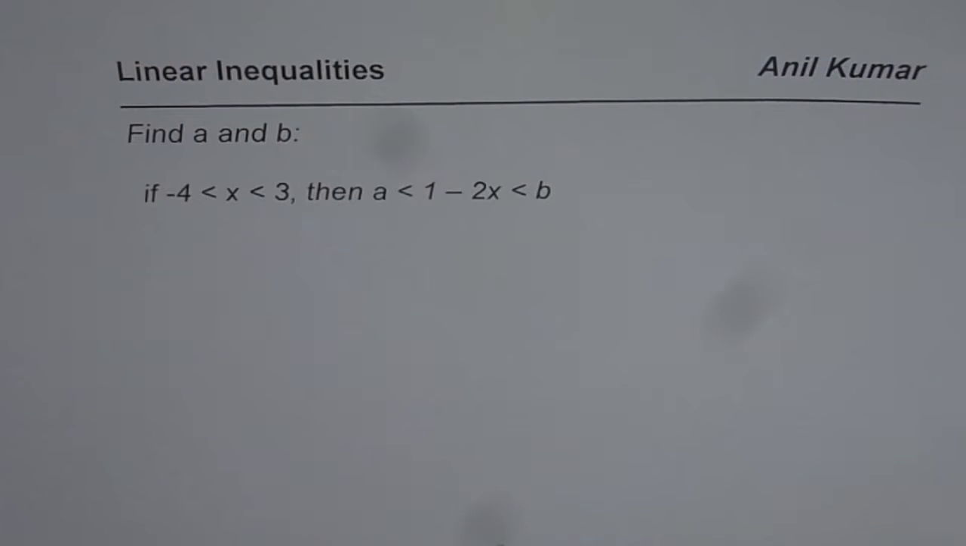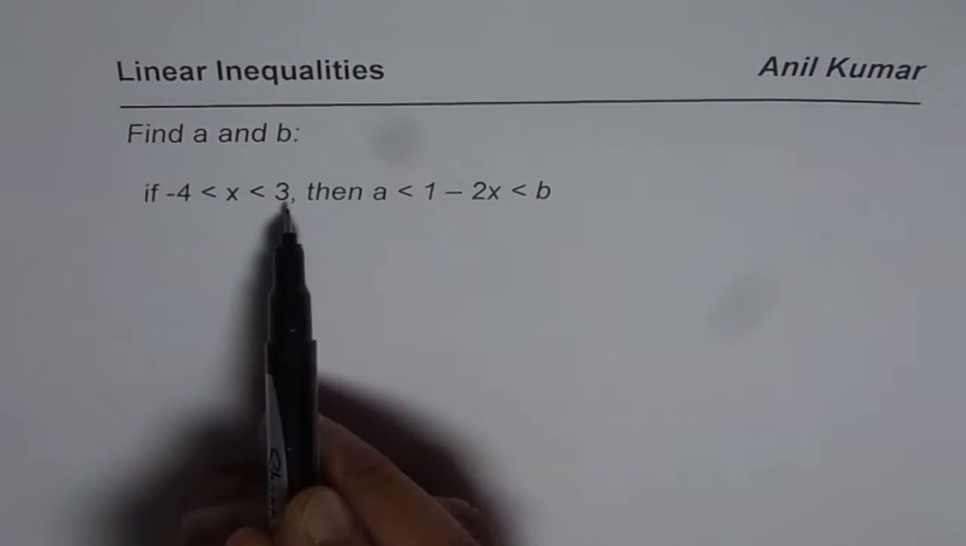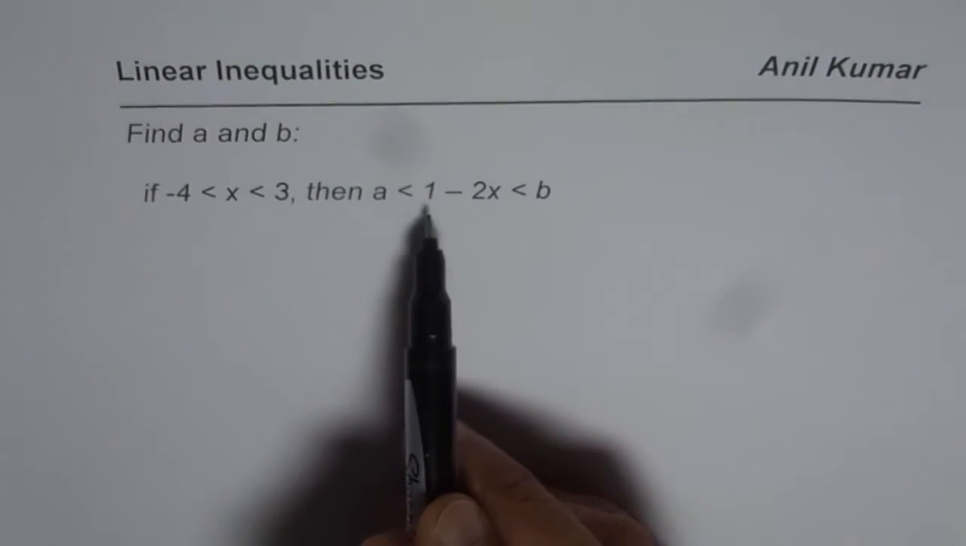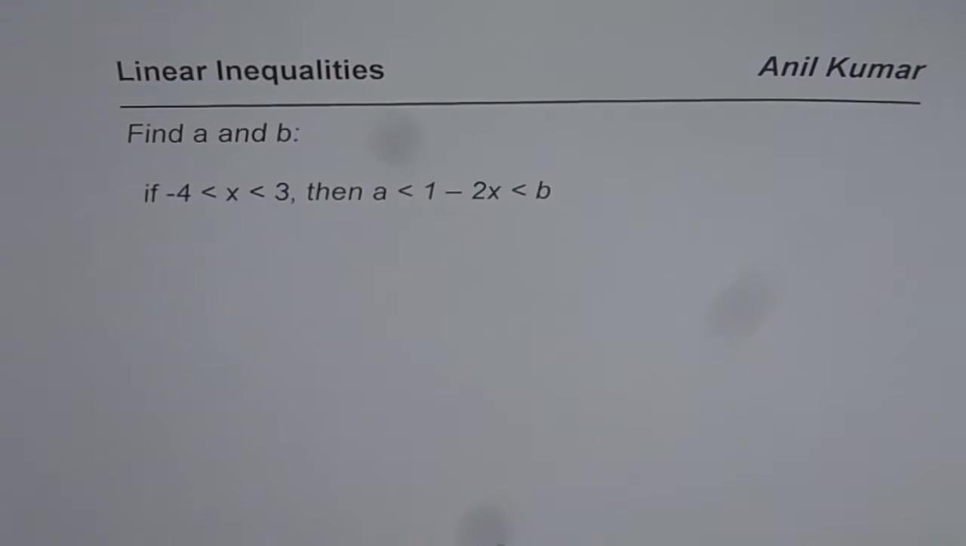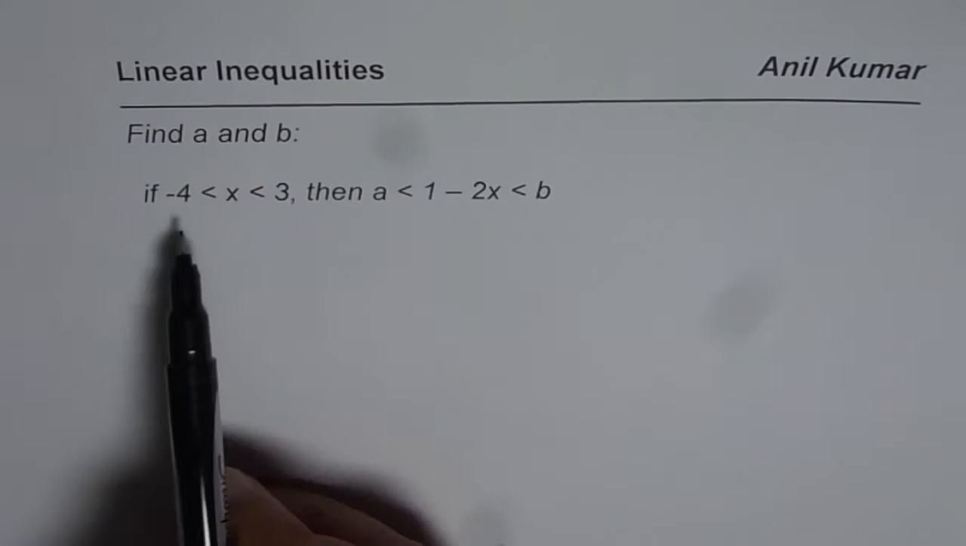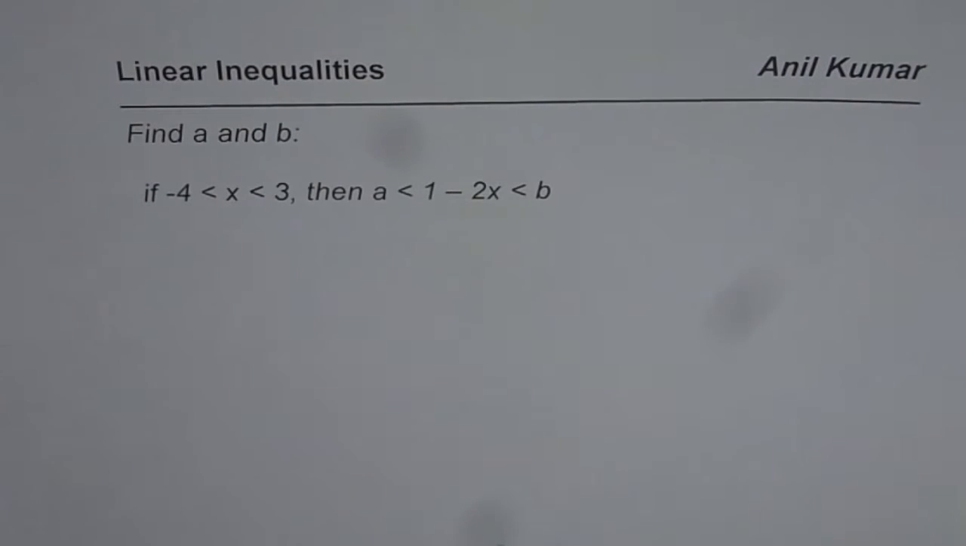The question is, find A and B if x is greater than minus 4 and less than 3, then 1 minus 2x is greater than A and less than B. So you need to find the values of A and B for the given interval of x. You can pause the video, answer the question, and then look into my suggestion.